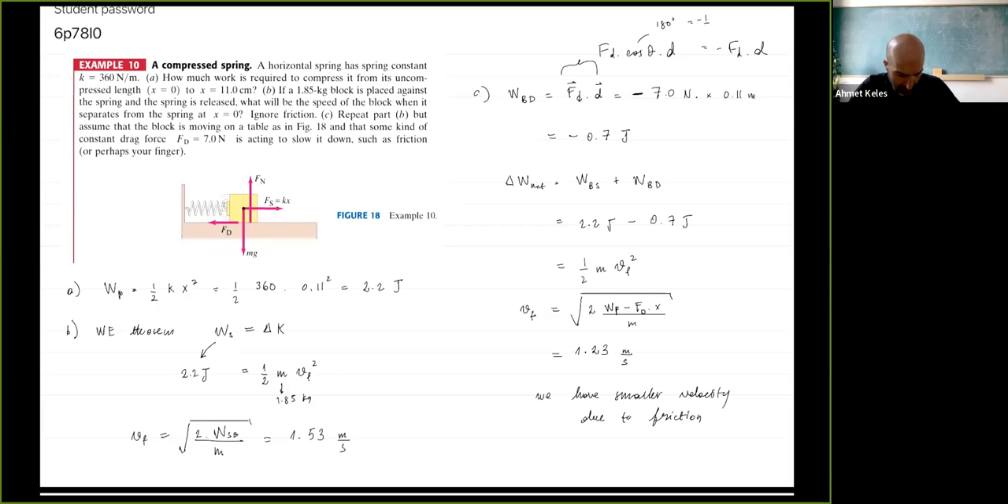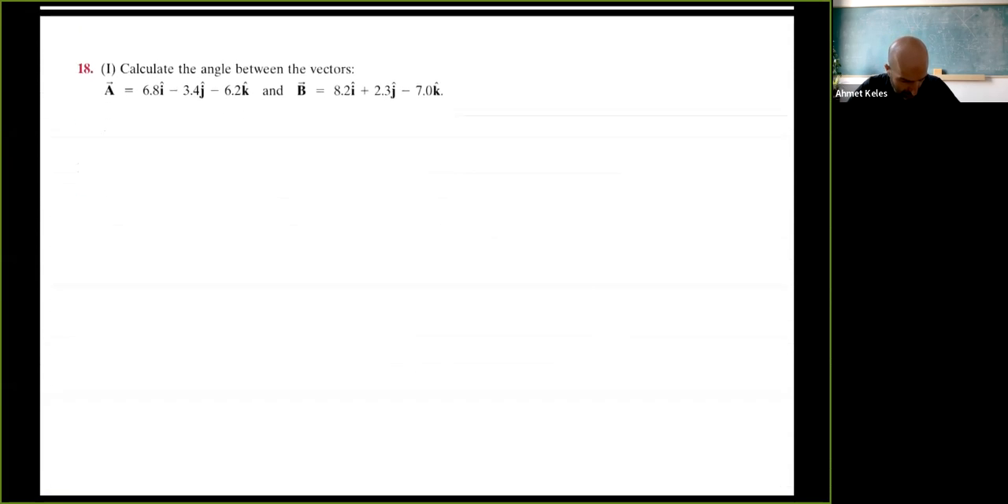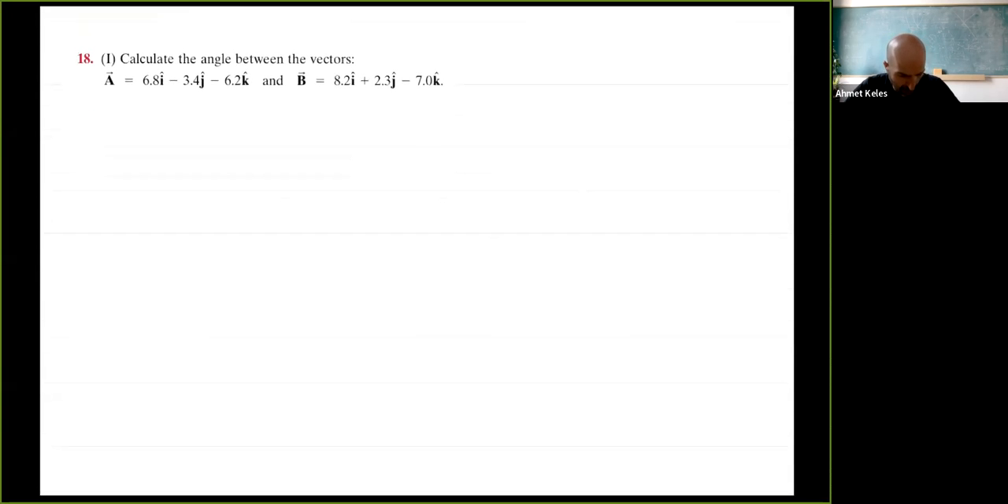Any questions? Any objections? All right, let's do one final example and then you can go. Here's a problem. There are two vectors, A and B, and we are supposed to calculate the angle between these two vectors. It's just an exercise with our newly learned dot product.